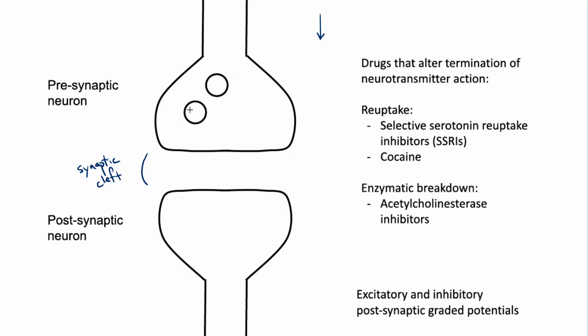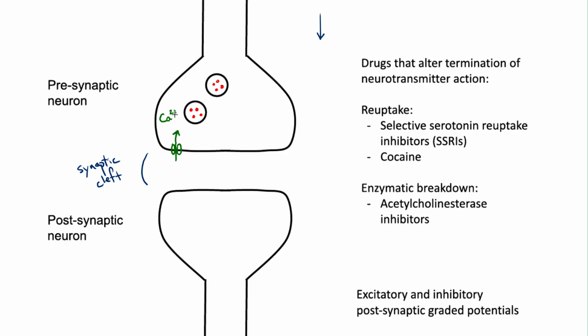Now, waiting in the axon terminal, there are vesicles filled with neurotransmitter. That's what I'm drawing here. These are vesicles filled with neurotransmitter. And with depolarization of the axon terminal, voltage-gated calcium channels open. So this is meant to be a side view of a voltage-gated calcium channel. And then calcium flows into the presynaptic neuron.